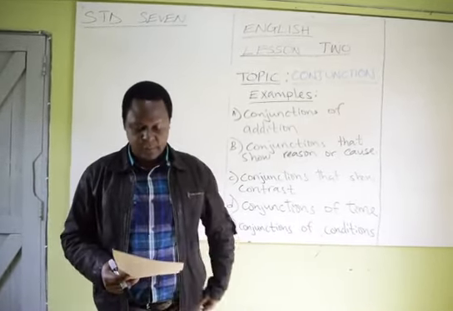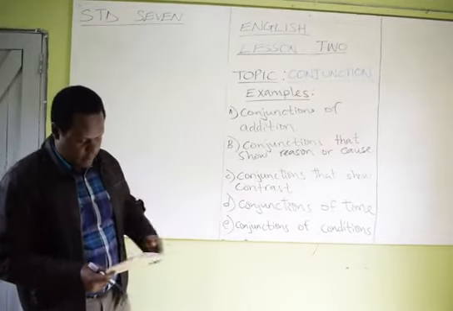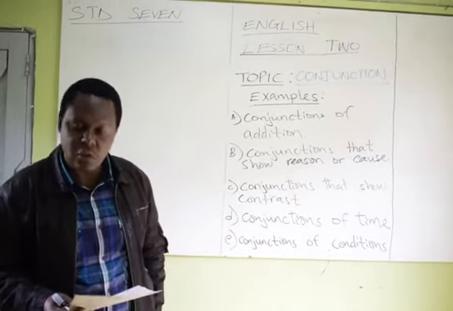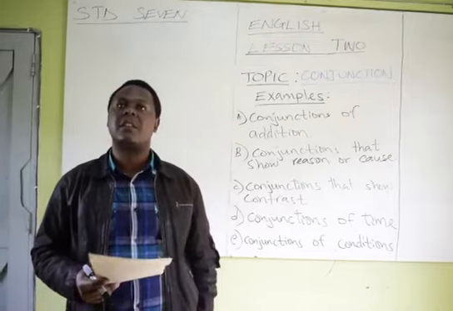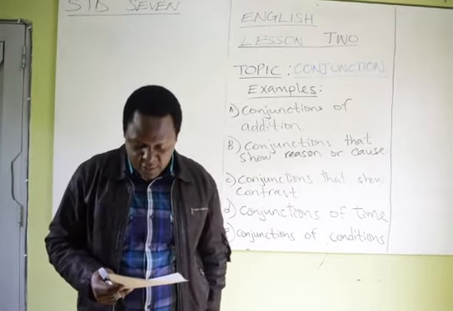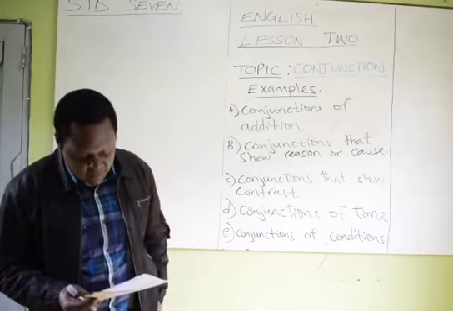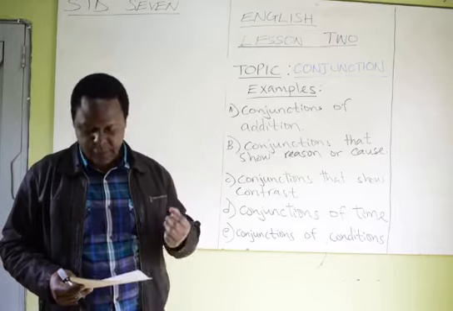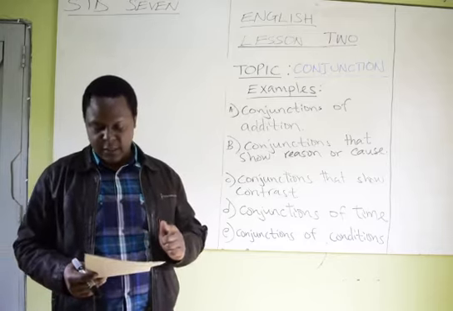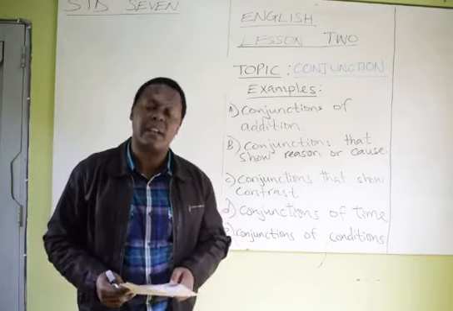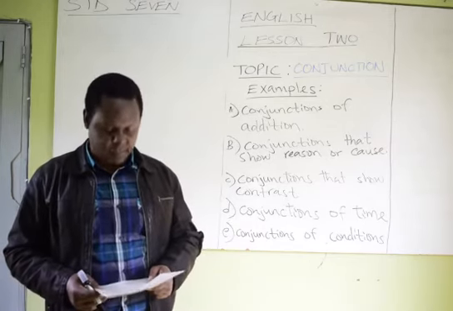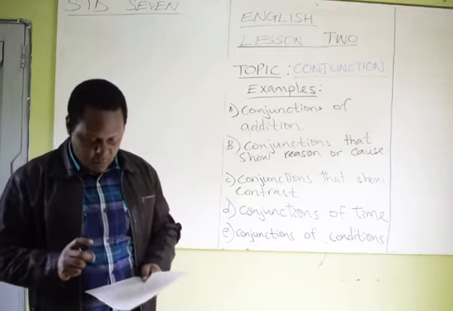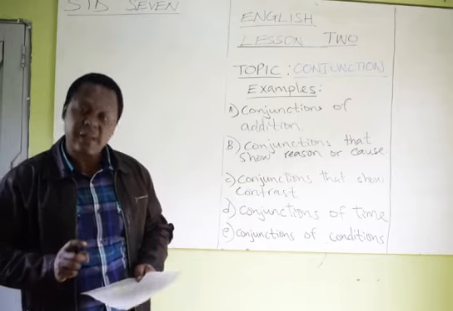We can now move on to part B, and these are conjunctions of time. These conjunctions show when an action took place. They emphasize the timing of a particular activity. They include while, before, until, when, as, whenever, and after. I repeat, while, before, until, when, as, whenever, and after.